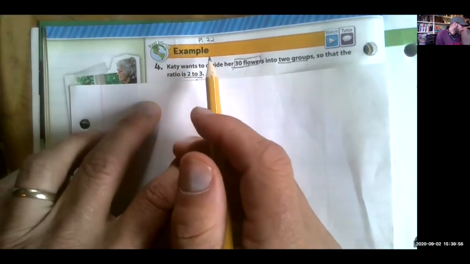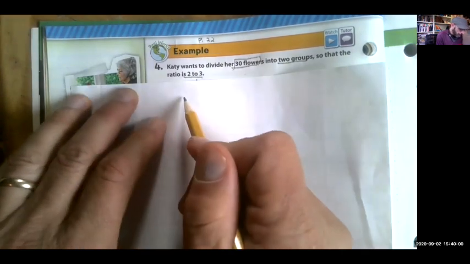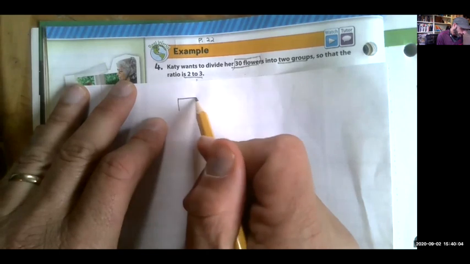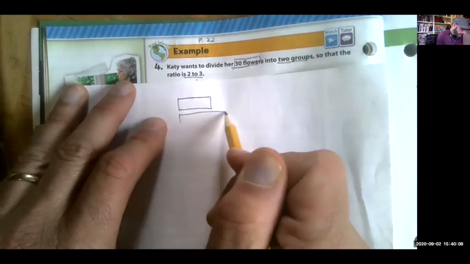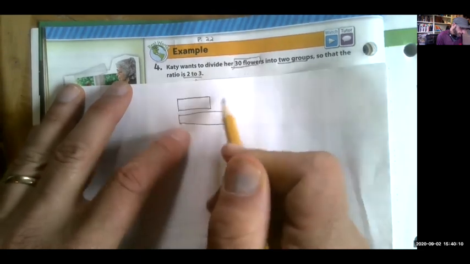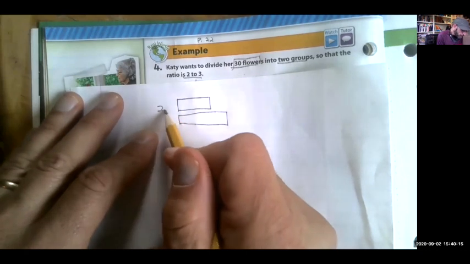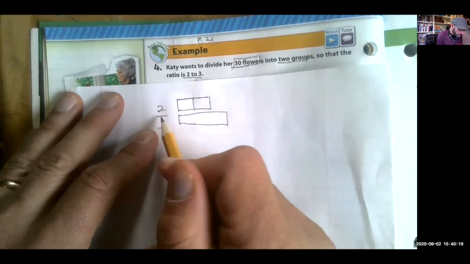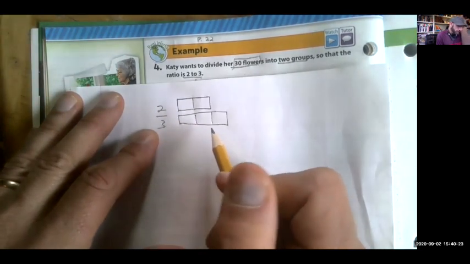So we know there's going to be two groups, and we know one of them is going to be bigger than the other. So I'm going to draw it here, right? This is like a bar diagram, they call this. So that's one group, and this is the other group, because she wants two groups, and the ratio is going to be 2 to 3. So I'm going to cut this into two pieces, and here, because there's a 3, I'm going to cut this into 3 pieces.